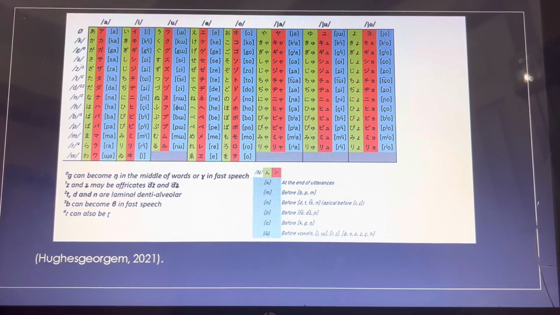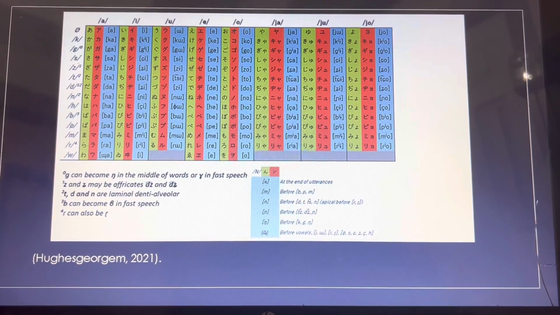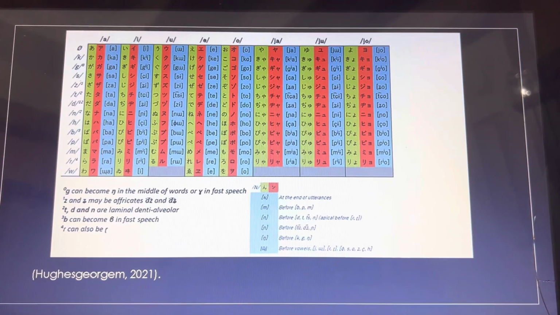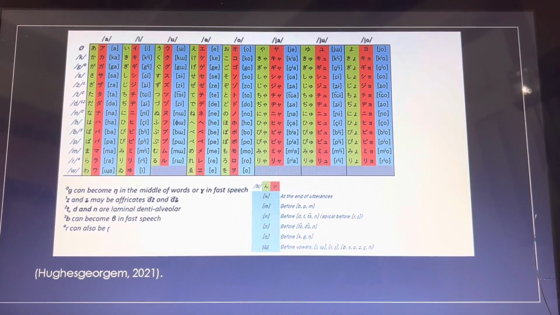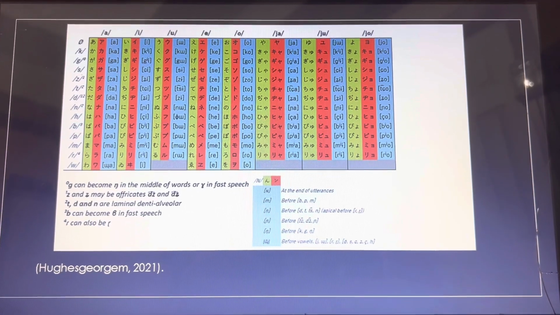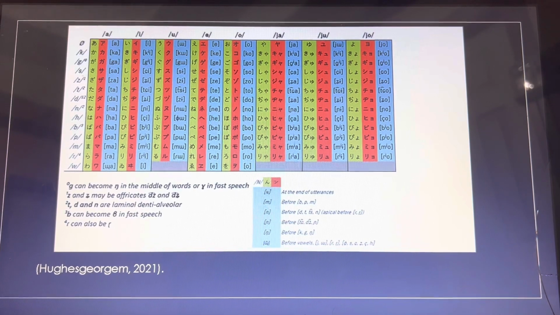Okay, so here we have the IPA chart that I found online. And as you can see, we have the consonants on one side, the vowels on the other side. And I just thought this would be interesting to include for any of you who were interested.